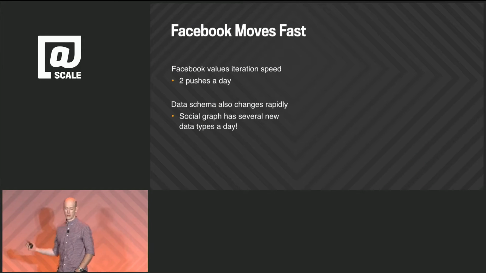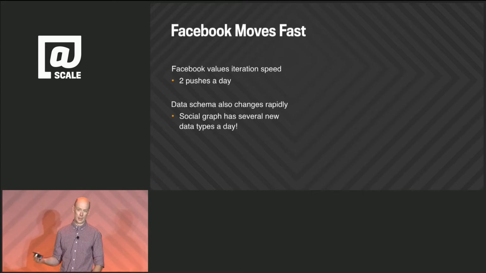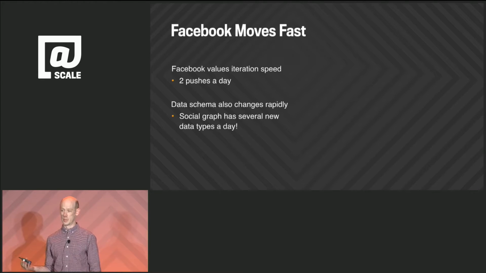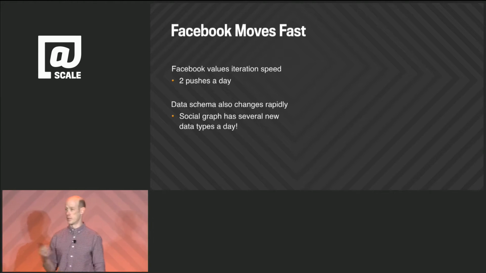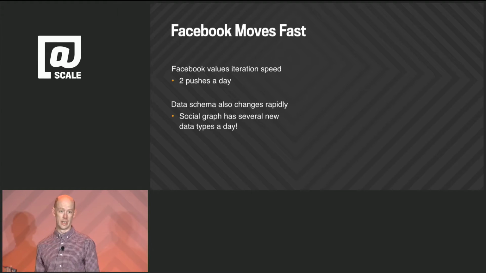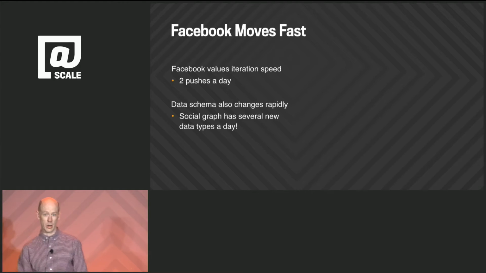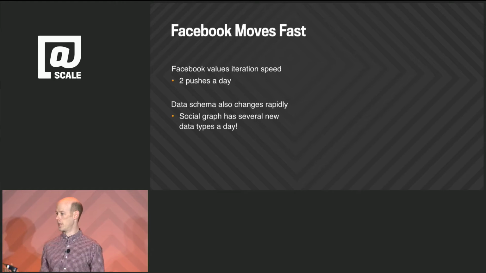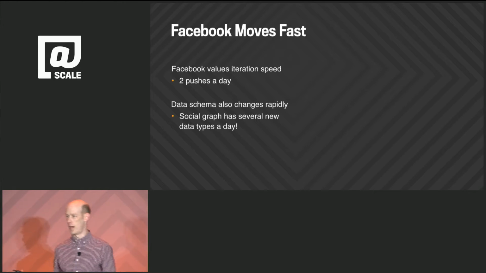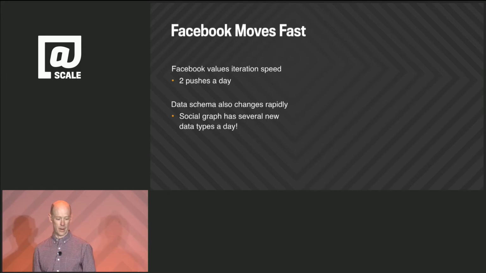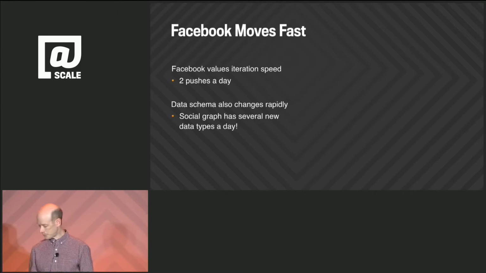As you know, Facebook likes to move fast. We iterate rapidly. We try to fix problems as soon as possible. We push all of our business logic at least twice a day. We also rapidly change our data schema. So at the end of the year, we have a couple thousand new active node and edge types in the social graph that we didn't have before, on average a couple a day.